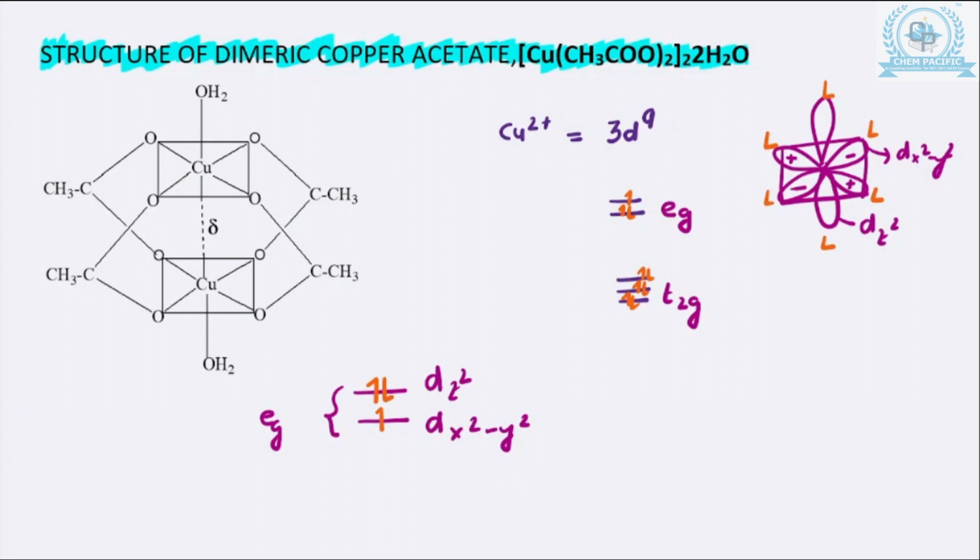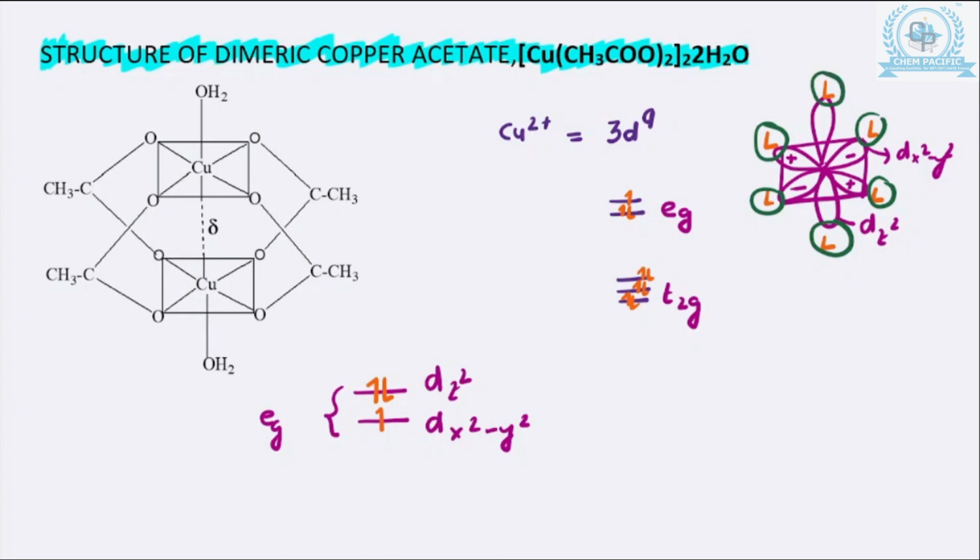Why? Because dx square minus y square is pointing at how many ligands? It is actually pointing at 4 ligands. So if two electrons stay in dx square minus y square, then obviously they will experience more repulsion due to the presence of 4 ligands. And repulsion, I already explained, means a destabilizing factor. That is why the two paired electrons prefer to remain in the dz square orbital, because the dz square orbital is consisting of only 2 ligands. So here the repulsion will be less.